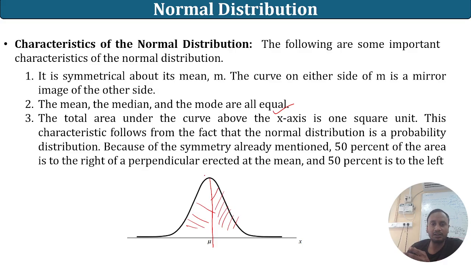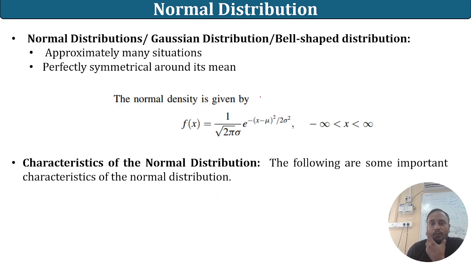And this one is mu, so the function has mu and sigma. Because we have seen here the normal density function, f of x equals 1 upon sigma root 2 pi, e to the power minus (x minus mu) whole square upon 2 sigma square.